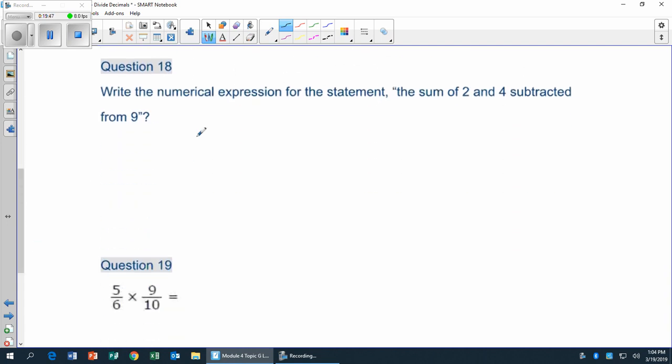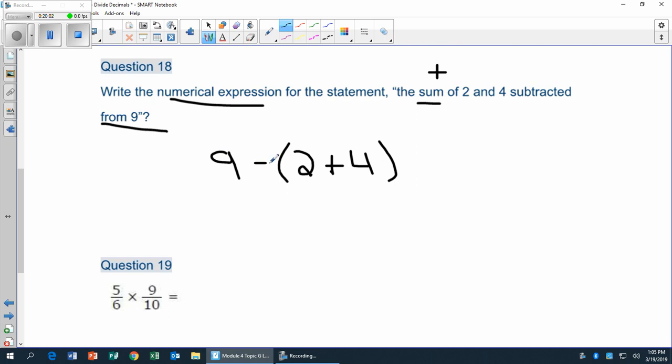At the numerical expression, so first we need the sum. Sum tells me to add. So the sum of 2 and 4 subtracted from 9. So 9 needs to be in the front because it needs to subtract from 9.